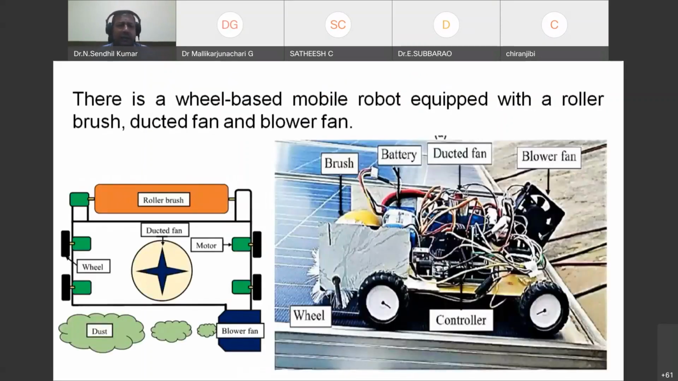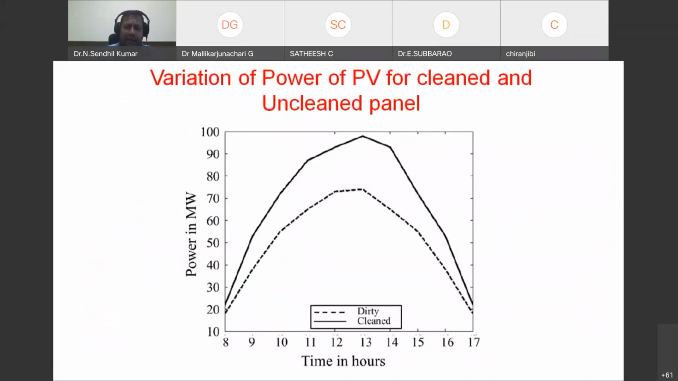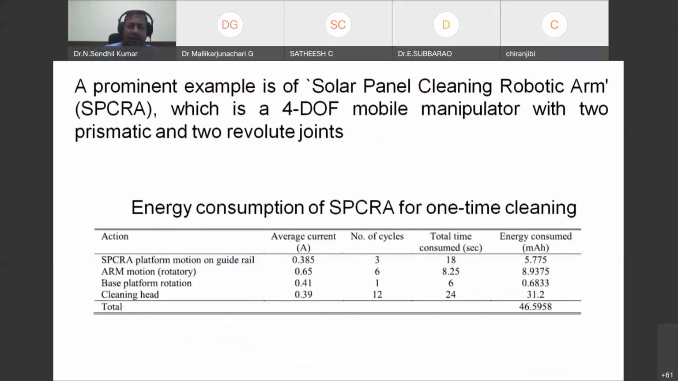So this is a wheel-based mobile robot with a roller, brush, and blower fans. It will be operated on the PV panel and will clean the glass surfaces. You can see here, based on cleaned and non-cleaned, if it is cleaned your efficiency will be more, that is, power production will be more. If it is not cleaned, power production will be less. That you know very well. So this cleaning is a must. If you deploy robotics in the cleaning section, your operation cost will be minimized, and at the same time it will reduce the power production cost.